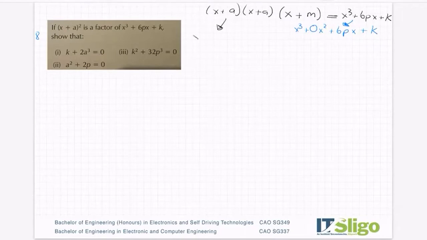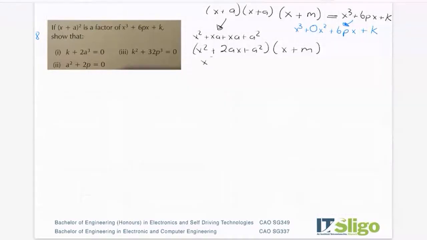x by x is x². x by a is xa, plus xa, plus a². So x² + 2ax + a², and I have to multiply that by x + m. So let's do that now. There's my x³, and it matches this x³, so I know I'm on the right track.